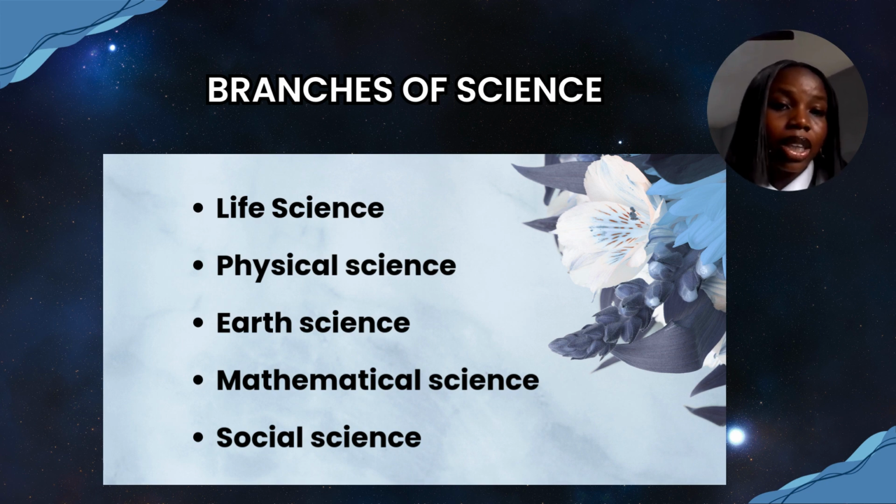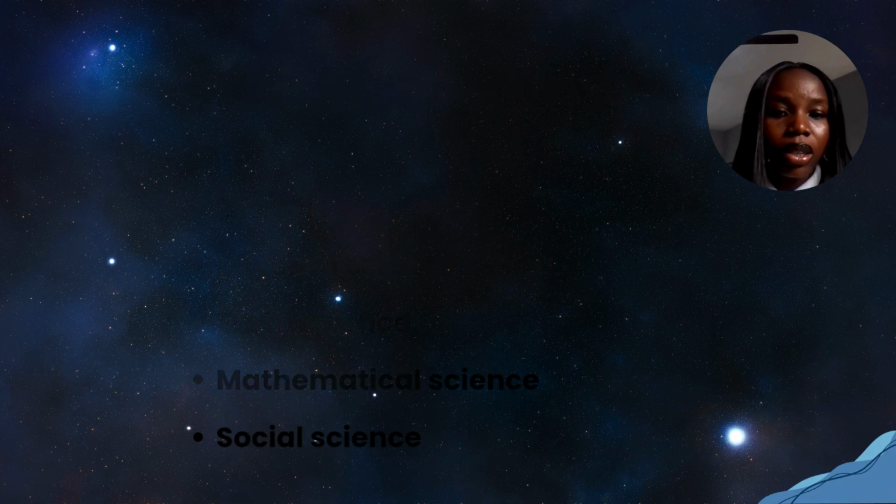Then we have social sciences. Social science helps us to understand the reason human beings behave the way they do, and it can be through economics, political sciences, even law. So it helps us to investigate why humans behave the way they do. So all of this, they are branches of science.